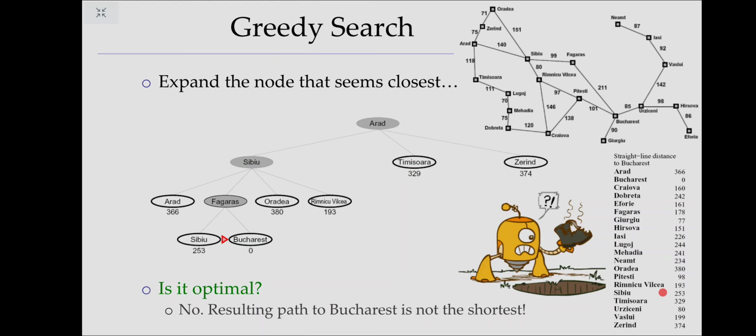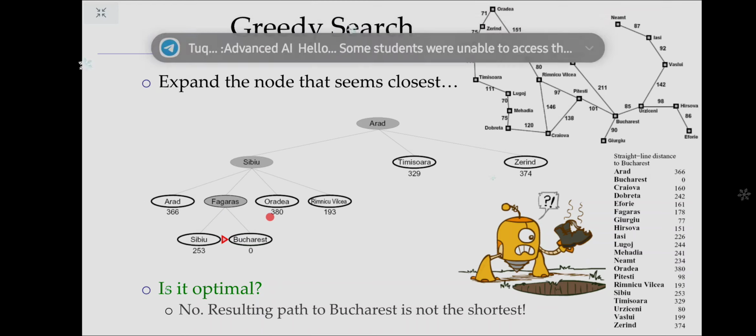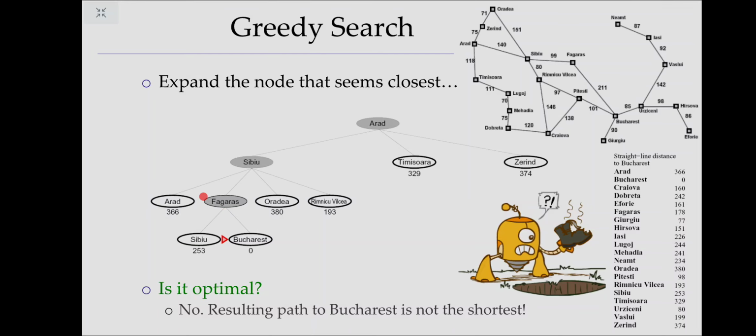Please pay attention to the table of heuristics. Again, for Sibiu, we have 4 neighbors, but with respect to h, Fagaras has 178, that is the least between 366, 380, and 193. We focus on Fagaras.